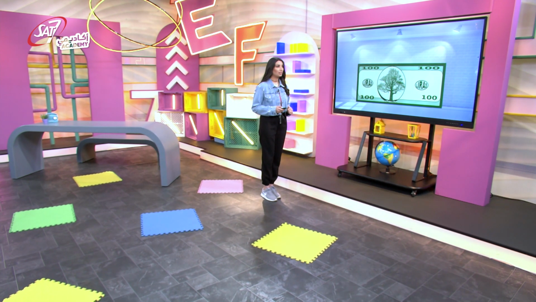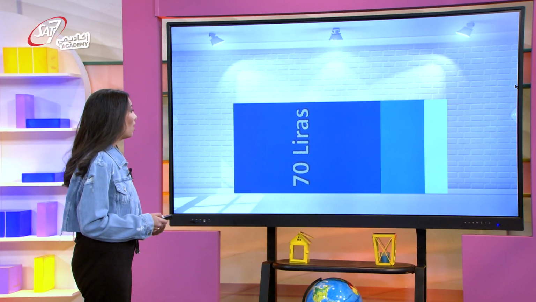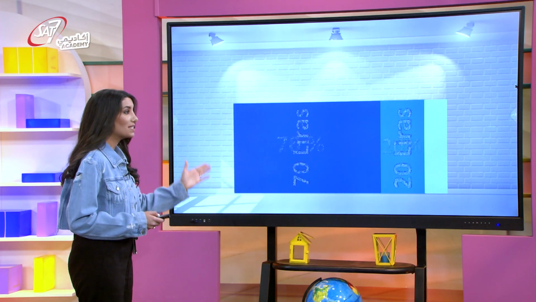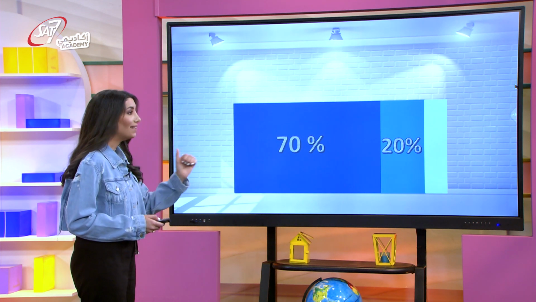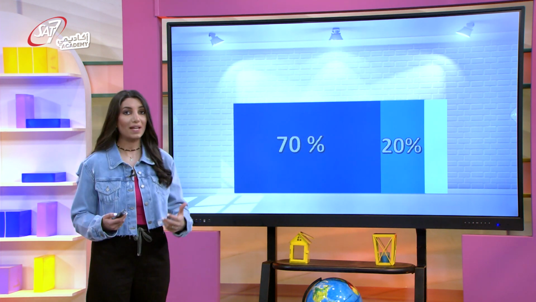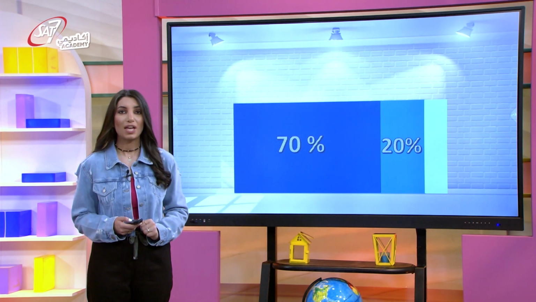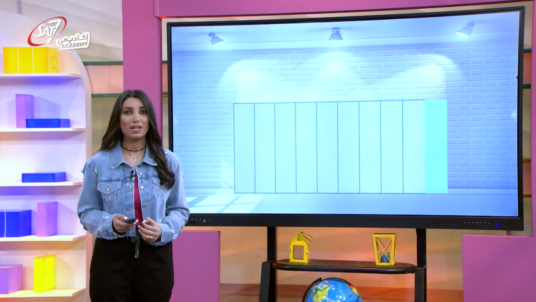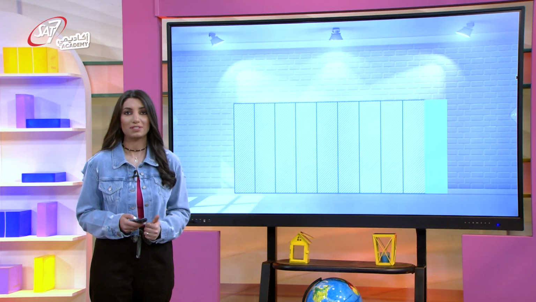Imagine you have 100 liras. You go out with your friends and spend 70 liras on lunch and 20 liras on ice cream. You spent 70 liras out of the 100 that you had on lunch and 20 on ice cream. So 70% were spent on lunch and 20% on ice cream. How much is left from the 100? 10. 70 plus 20 plus 10 equals 100. You spent 90 liras. You spent 90% of your money and you have 10% left.